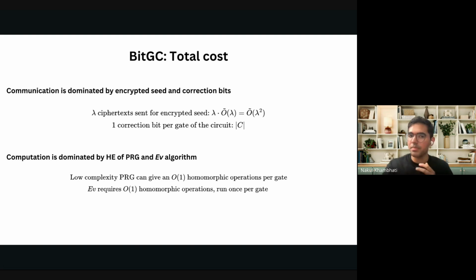So the total communication in bits is like the size of the circuit plus slightly bigger than quadratic in the size of the security parameter. And the computation turns out to be dominated by this homomorphic evaluation of the PRG in the first step and this EV algorithm. You can set parameters so that you can use this so-called low complexity PRG, and that gives you an amortized cost of O(1) homomorphic operations per gate, adding both the PRG evaluation and the EV algorithm. So these are the costs of BitGC.